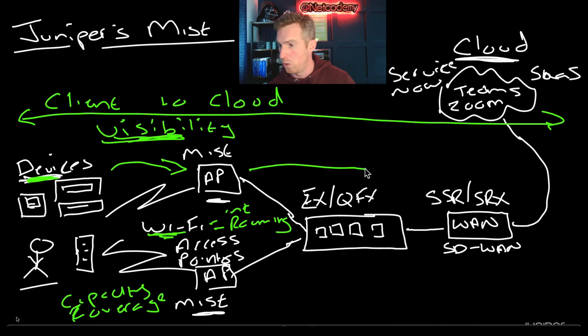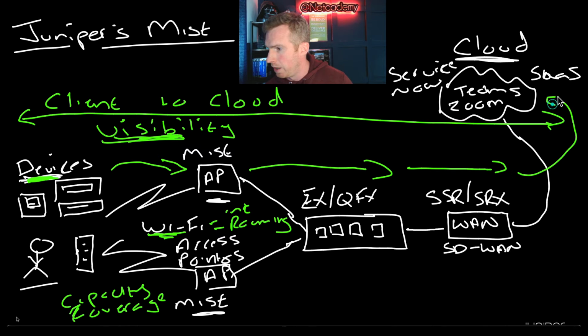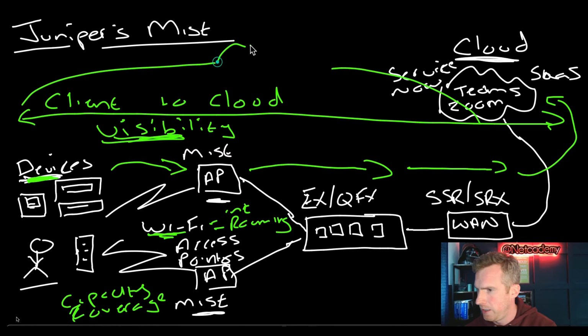So we're able to have visibility from the devices themselves into the Mist access points, over the switched wired network, over the WAN, SD-WAN, and all the way up to the cloud as well. And this is very different because what the Mist AI Cloud is also doing to empower this is all of this is contained within the Mist Cloud.